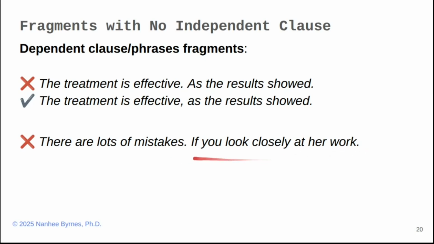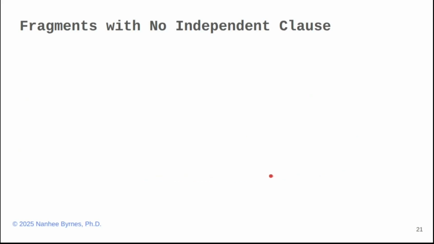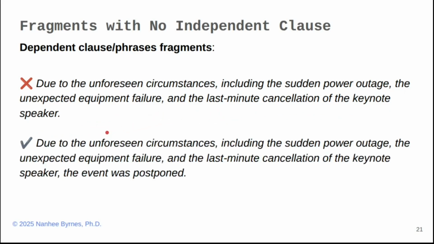We also see fragments with introductory elements, but no main clause. For example, due to the unforeseen circumstances, including the sudden power outage, the unexpected equipment failure, and the last-minute cancellation of the keynote speaker, this is not a full sentence. To fix it, we extend the thought. Due to the unforeseen circumstances, including the sudden power outage, the unexpected equipment failure, and the last-minute cancellation of the keynote speaker, the event was postponed.